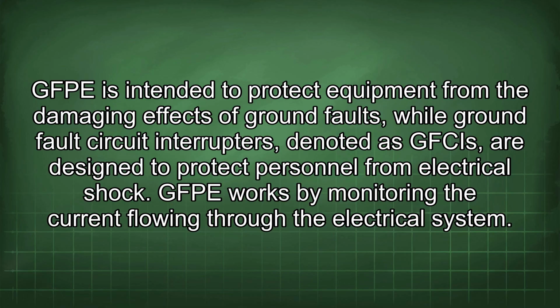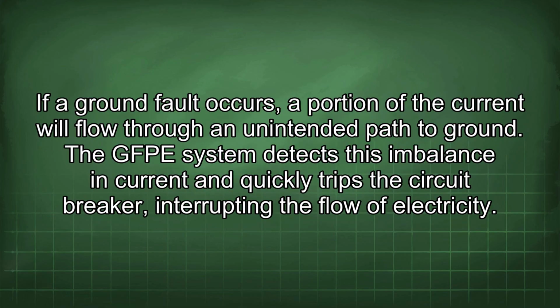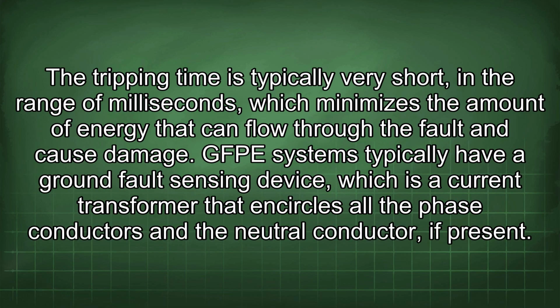GFPE works by monitoring the current flowing through the electrical system. If a ground fault occurs, a portion of the current will flow through an unintended path to ground. The GFPE system detects this imbalance in current and quickly trips the circuit breaker, interrupting the flow of electricity. The tripping time is typically very short, in the range of milliseconds, which minimizes the amount of energy that can flow through the fault and cause damage.